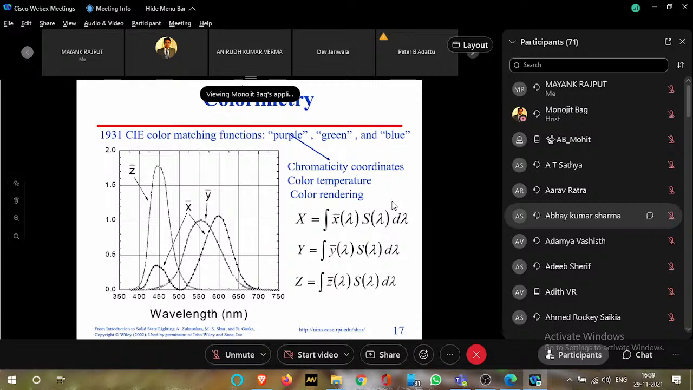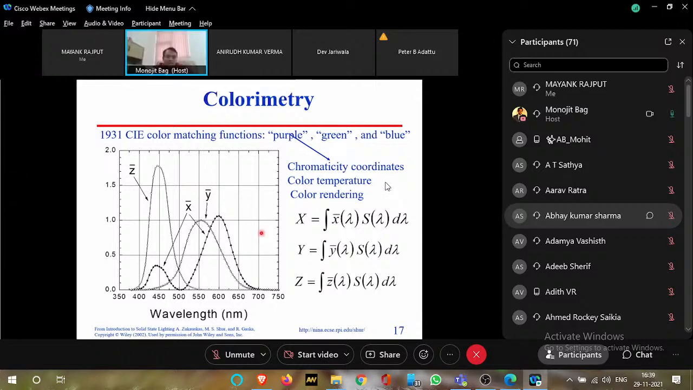So this international organization, what they do is, if I have some color, how do I classify what color this is, whether it's purple, green, blue, or what kind of color is this? To match that, there are some functions which can be defined in terms of mathematical formalism, and that is what comes into the colorimetry course.